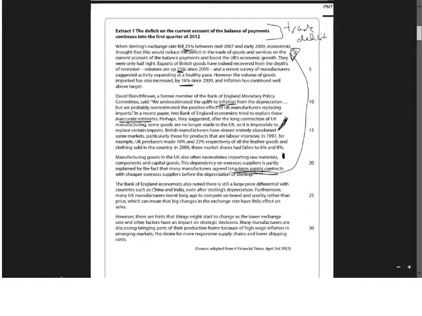The Bank of England also noted that there is still a large price differential with countries such as China and India, even after sterling's depreciation. So what that's saying is that they are still cheaper relatively, China and India are still cheaper in absolute terms. Furthermore, many UK manufacturers learned long ago to compete on brand and quality, so actually our goods and services, while they may be slightly more expensive than China and India, are of better quality.